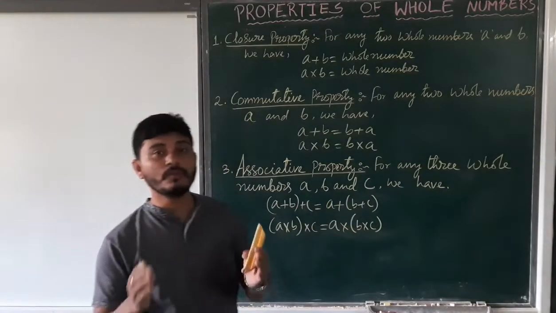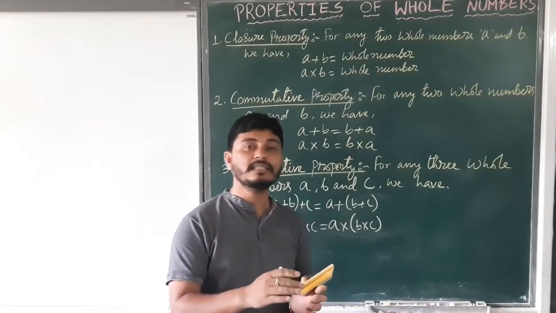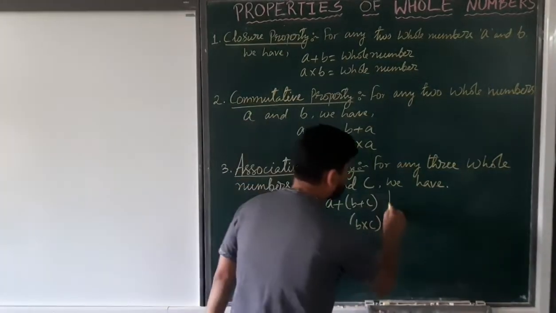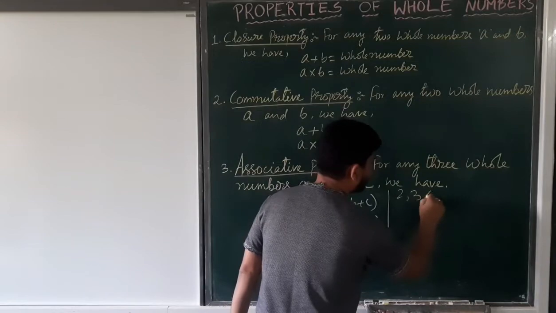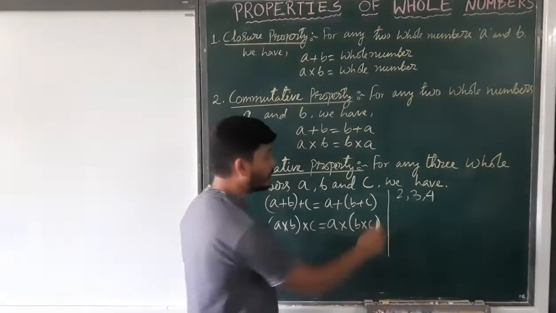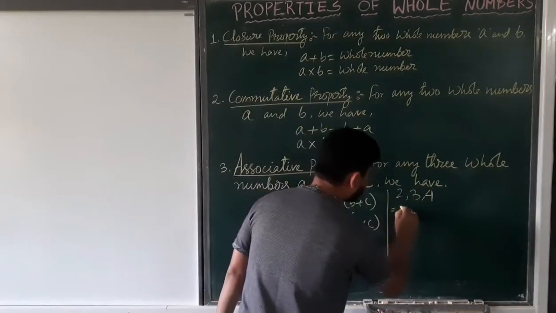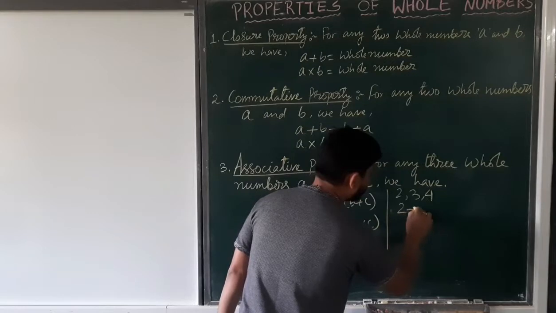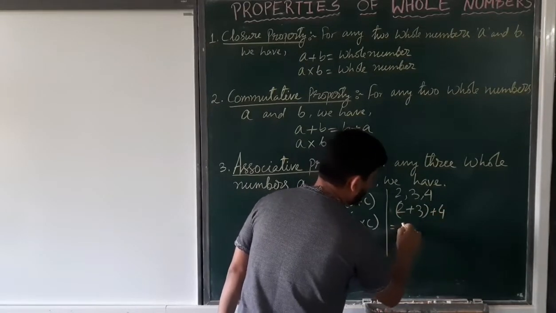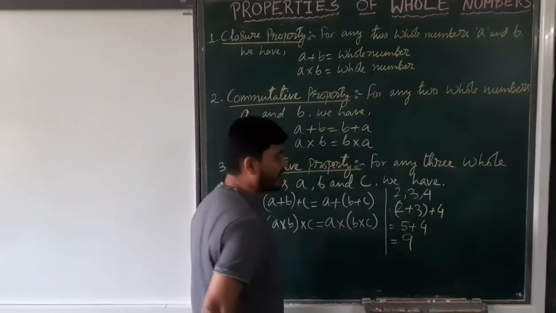That means we can add any two numbers first and then the sum with the third one, we get the same result. See here, for example, let us take these three whole numbers 2, 3 and 4 and we try to add them in different ways. First of all, let us add 2 and 3 together, and then the result we will add with the third one, that is 4. So we are getting 9.